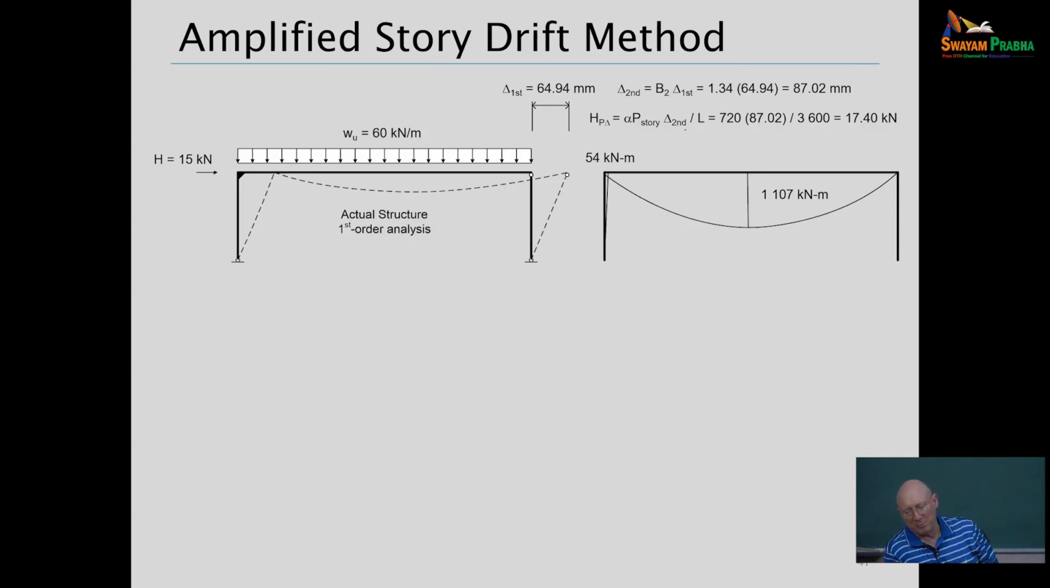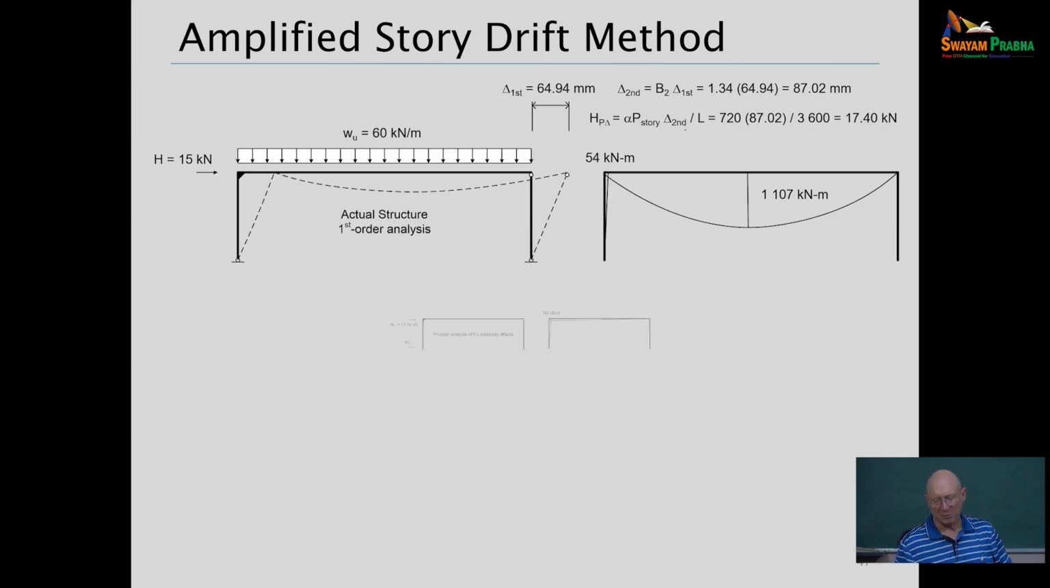How can we do that? Well, we take alpha P story times delta. That's the total story P acting through the side sway, the second order delta, divided by L. That would be a P delta shear force that relates to that. So that P delta shear, again, will produce the same lateral moments in the frame as your story vertical load, P story times delta. So that P delta shear, H P delta, is 17.4 kilonewtons.